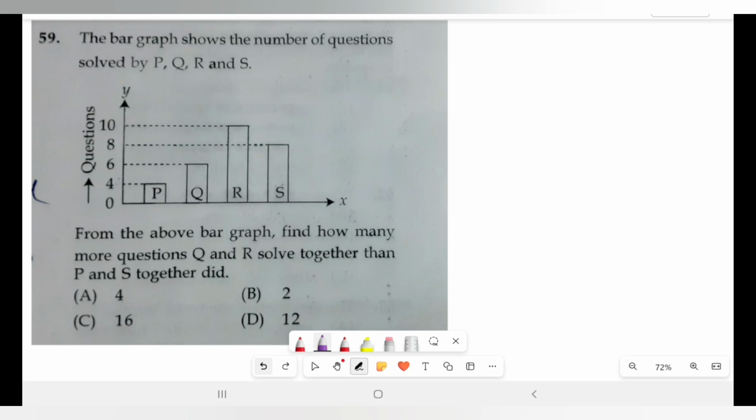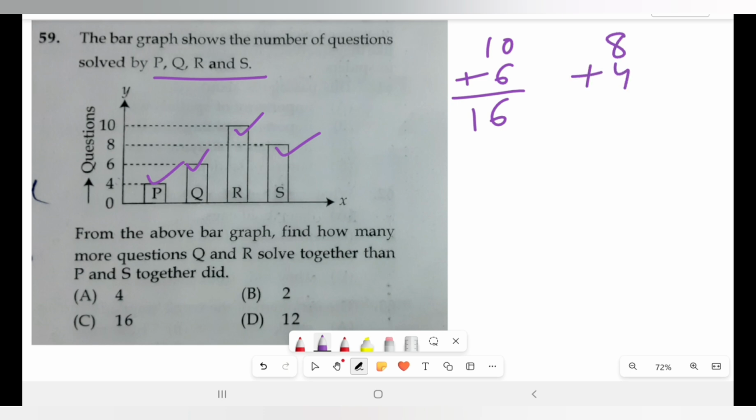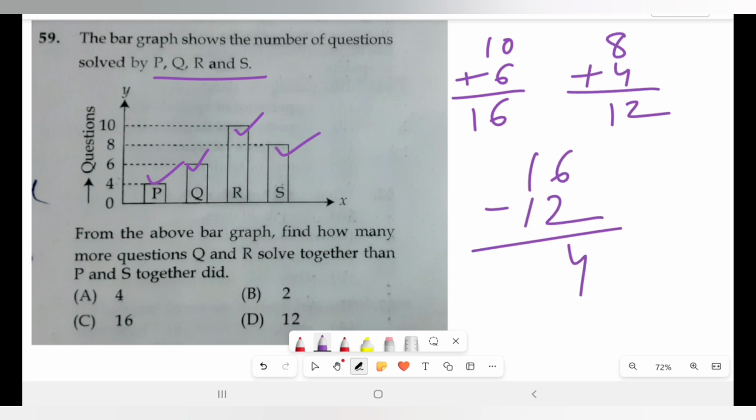Here in this question, a bar graph shows the number of questions solved by P, Q, R and S. From the above bar graph, find how many more questions Q and R solved together than P and S. Here Q and R we have to add. The addition of Q and R is 10 plus 6, which is 16. Then P and S: the sum of P and S is 8 plus 4, which is 12. So we just have to subtract 16 minus 12, which is equal to 4. The answer is 4, option A.